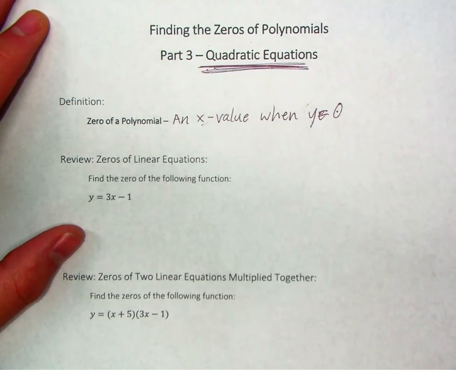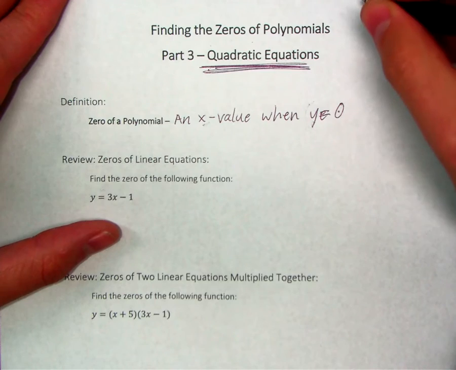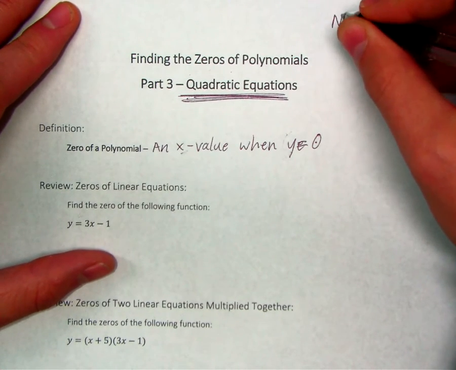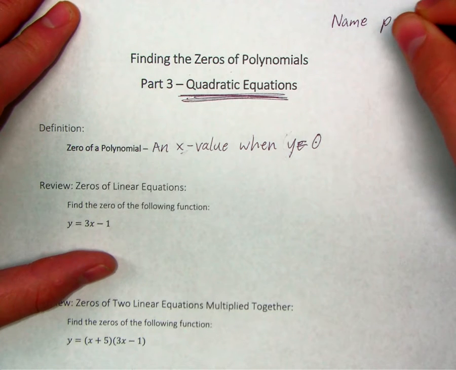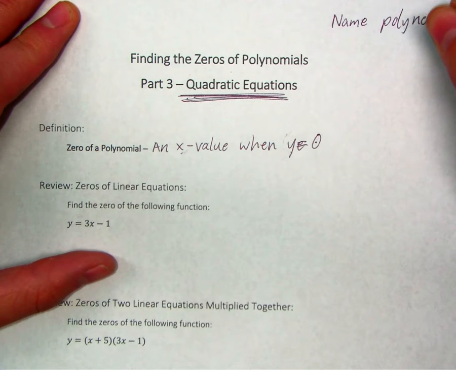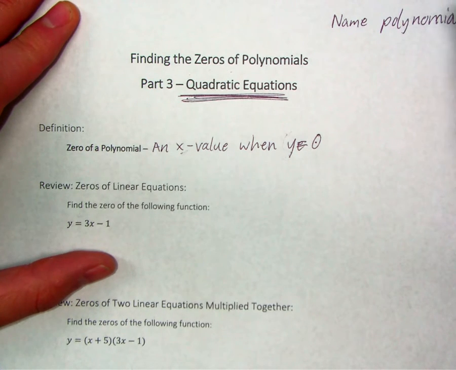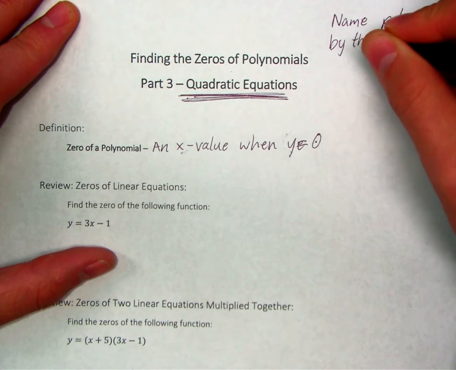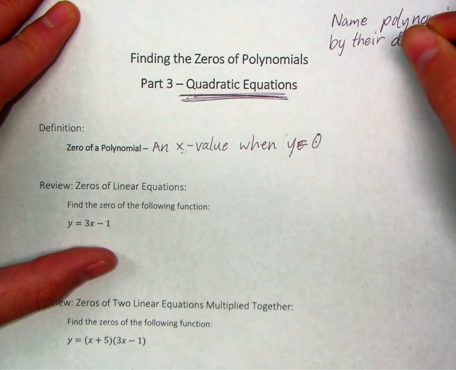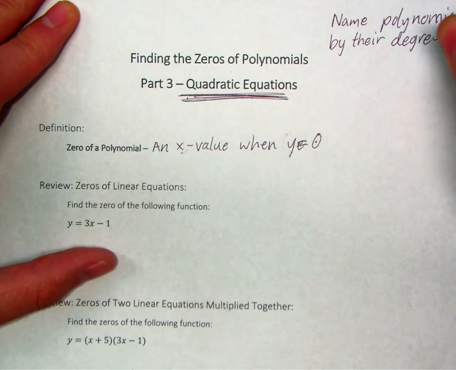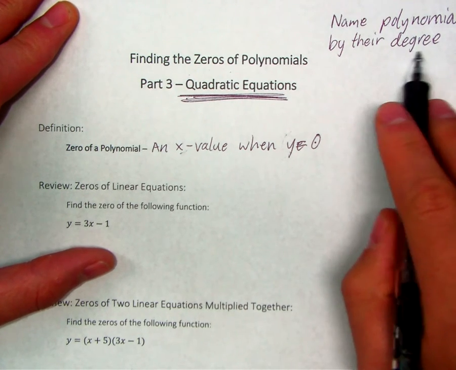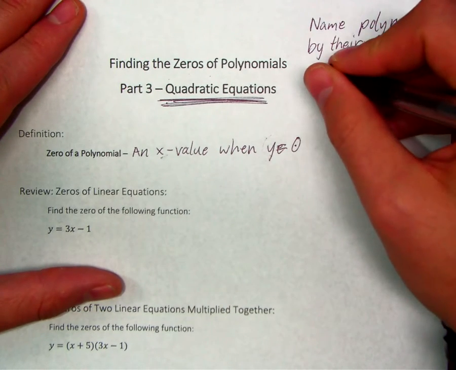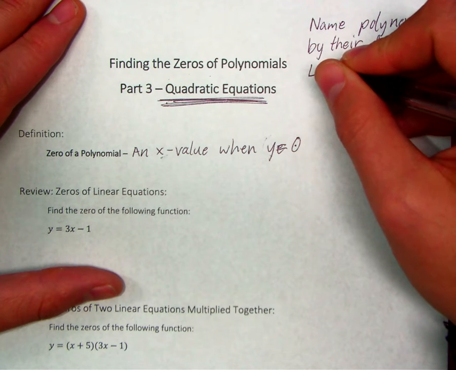So a little bit of a review. What is a quadratic equation? Well, when we want to name polynomials in terms of their degree, again, degree has to do with the largest exponent. When we want to name polynomials by degree, we've got a couple options. We've got a couple names.